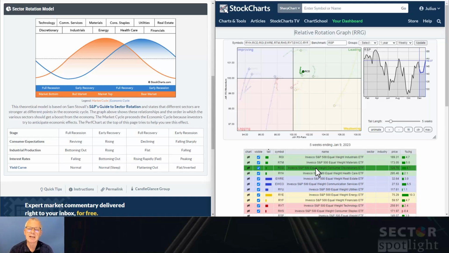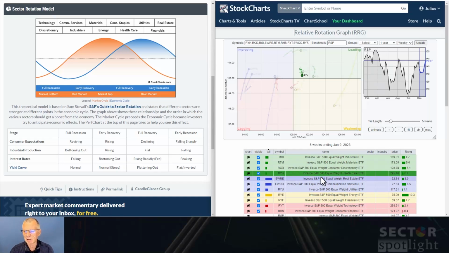Basically the message here is that under the hood, the consumer discretionary sector isn't doing all that badly. We go to the next one, that's healthcare. Again, it's also inside the leading quadrant, but it's rolling over. It's losing some of its recent strength.